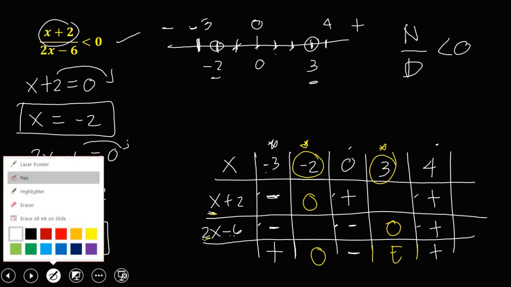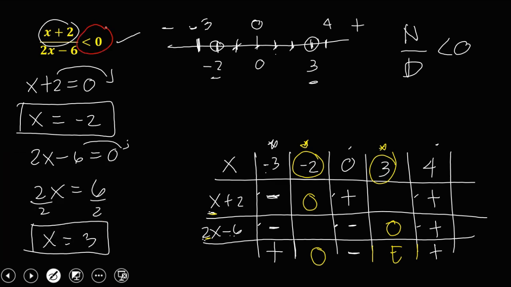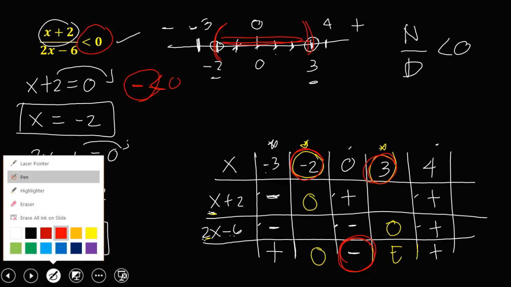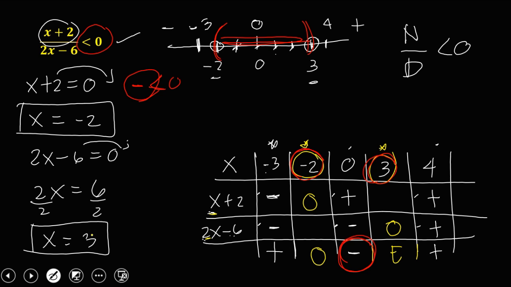Then in the given, since we have less than 0, and all negative numbers are less than 0, just look for the negative result. So in the table, we have this negative, and that's between negative 2 and 3. So therefore, in interval notation, the solution of this inequality is from negative 2 to positive 3.